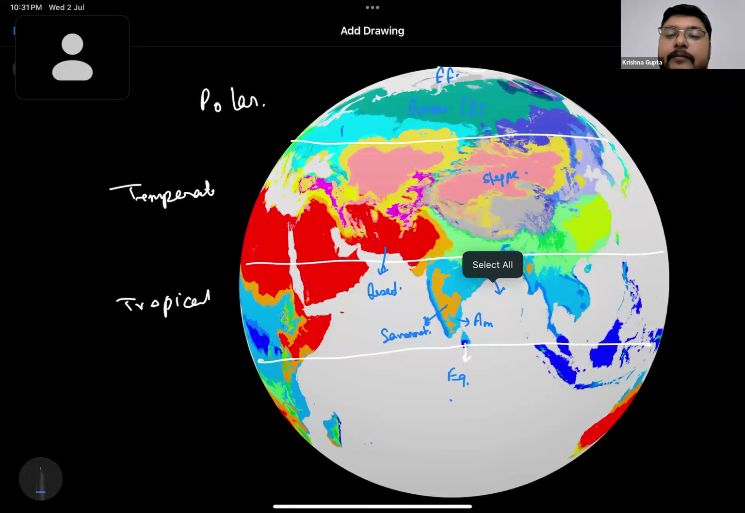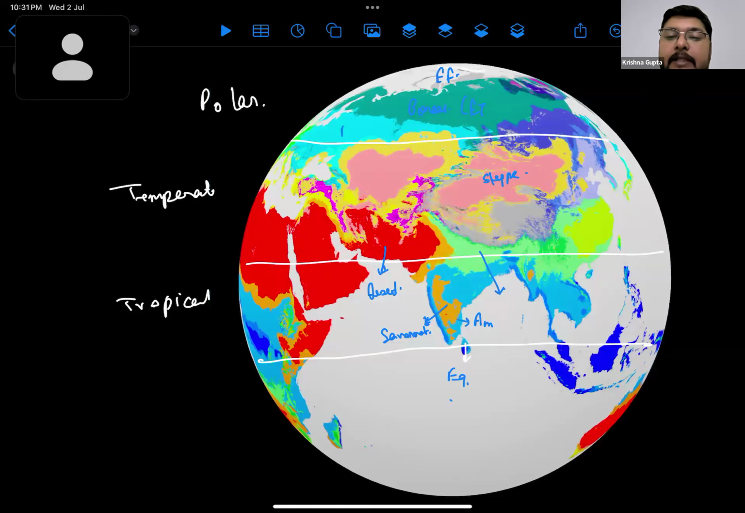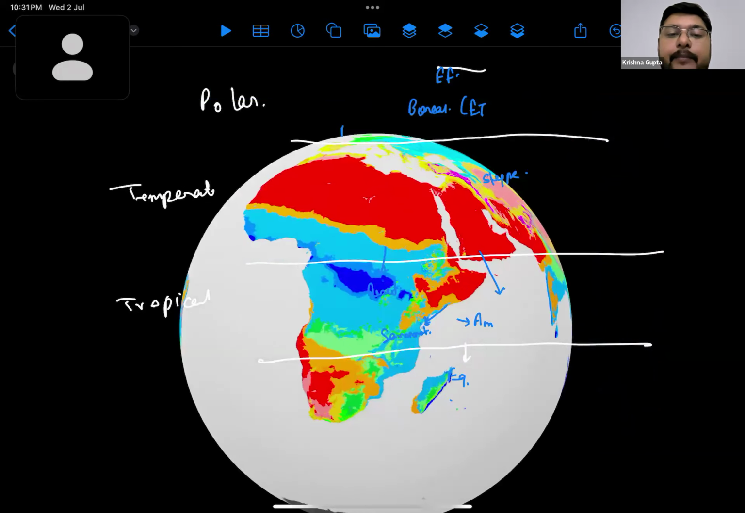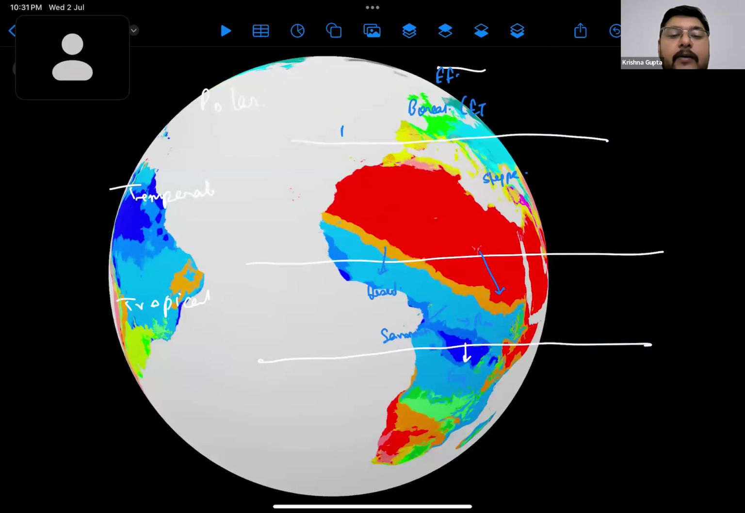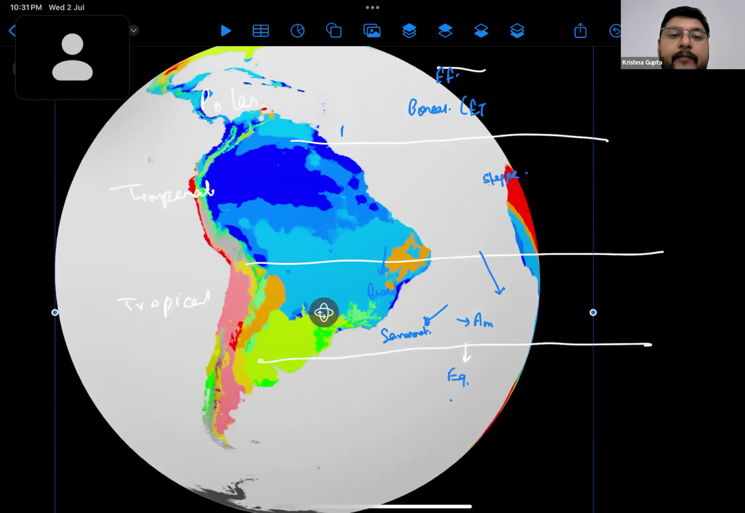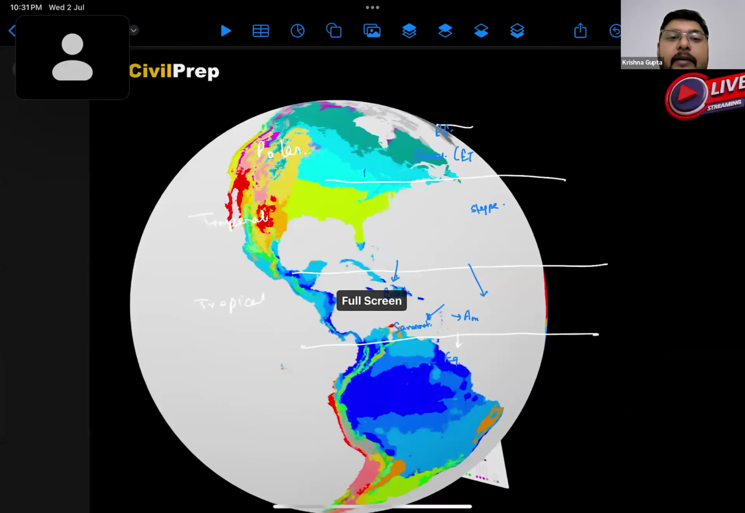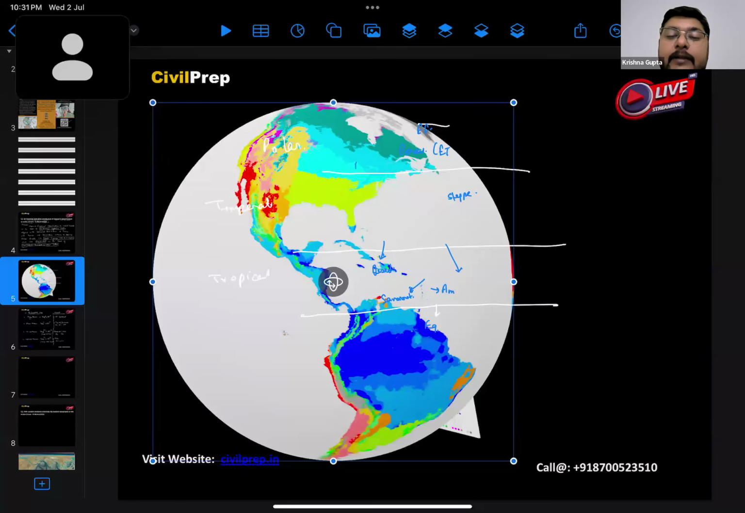of the world. If I just rotate this map here, you will see that this map coincides with the overall world. So this is one of the maps which is provided by, this is the map of the climatic classification of the world, which is on the basis of Köppen's.